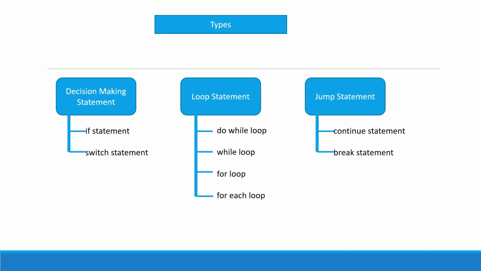And then jump statements. What are jump statements? Jump statement means if some of my conditions are satisfied, then jump and go to the next condition and test it. If that is also verified, then jump to the next statement. Like that we use the jump statements.